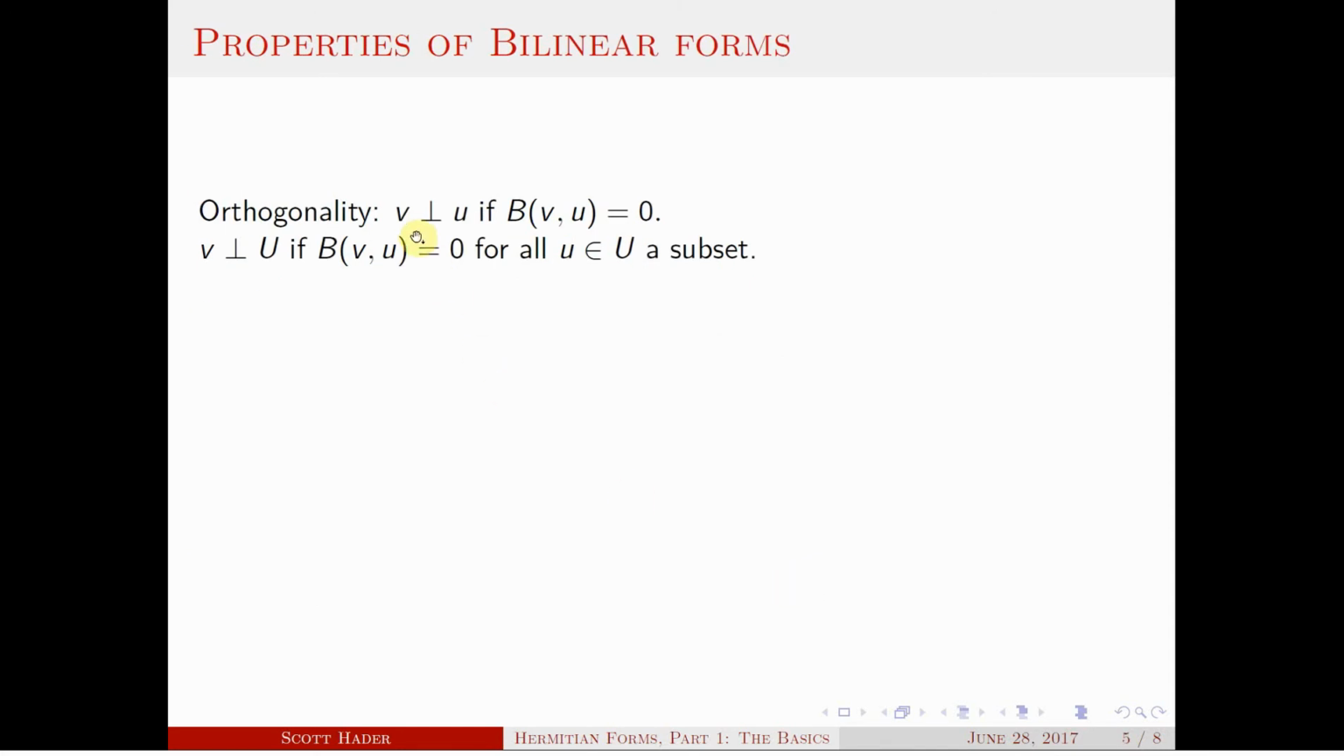So orthogonality, we can say two vectors are orthogonal straightforwardly enough if their form is 0. If you take b of u, v and you get 0, we say that they're orthogonal. And similarly, you can talk about v being orthogonal to a subset of V if it's perpendicular to everything in that subset. U doesn't have to be a subspace here. It can just be any subset.